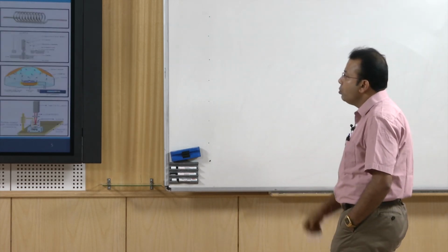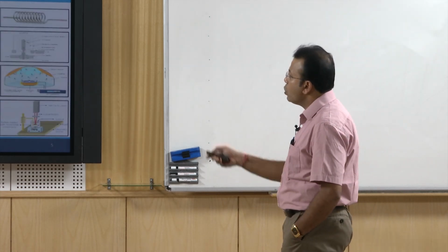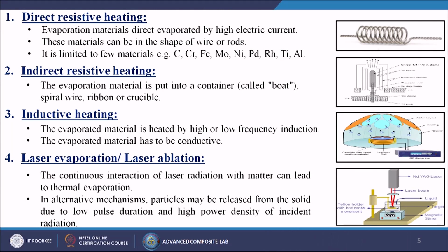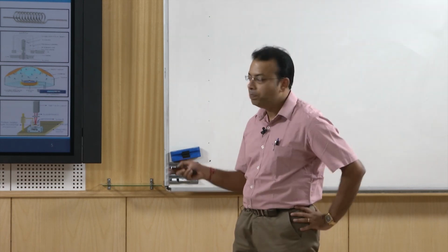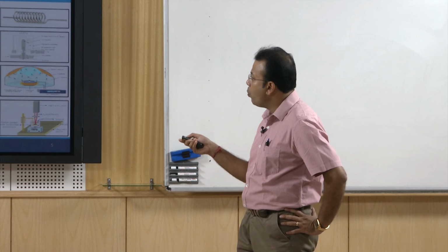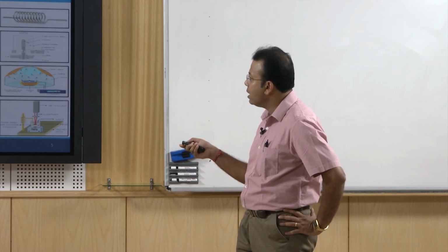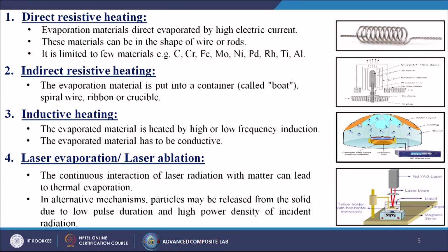So, first we are going to discuss direct resistive heating. From this we can understand that we are giving the direct heat onto the source material itself. The evaporation material is directly evaporated by a high electric current. So, we are giving a high electric current, through a coil, onto the source material, by which it comes into the vapor form. These materials can be in the shape of wire or rods. It is limited to a few materials like carbon, chromium, iron, molybdenum, nickel, palladium, ruthenium, titanium, aluminum, etc.